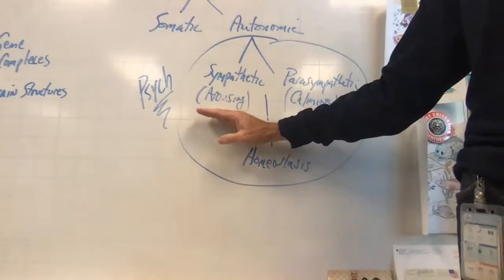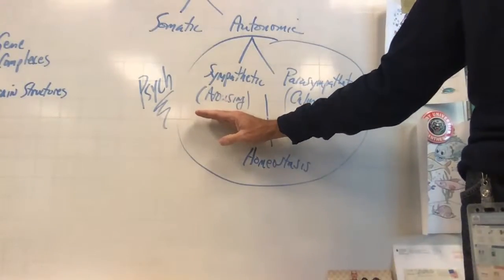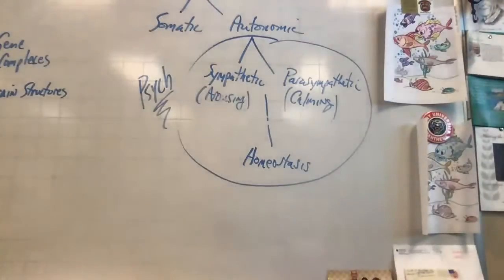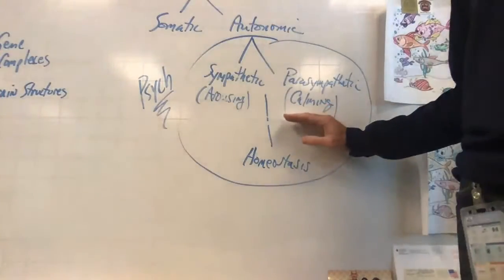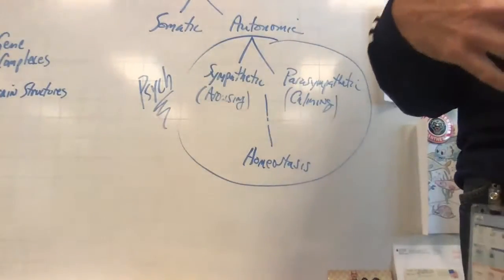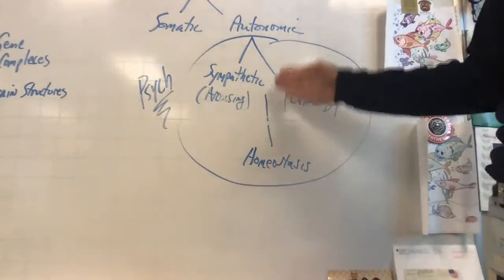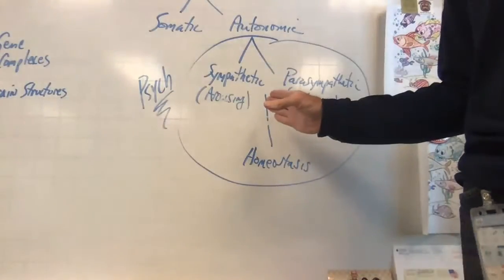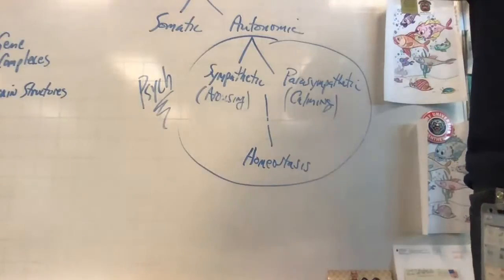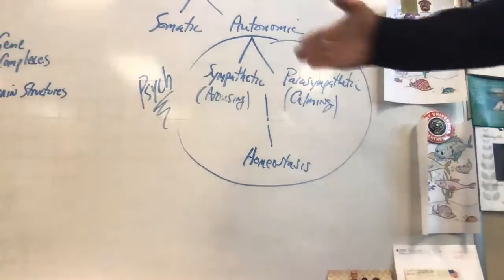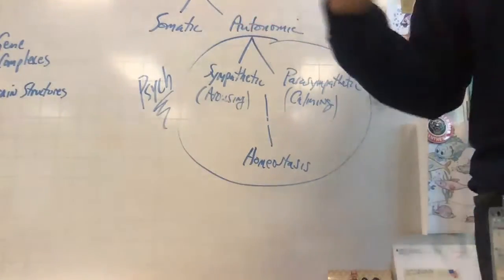Because it's fight or flight, I'm going to get a shot of adrenaline and a whole bunch of other chemicals, which we'll talk about. Once the threat is over, then my parasympathetic will kick on to calm me down, and then it will reestablish me in homeostasis, in the middle. That's the way it's supposed to work. Now, if it doesn't work that way, we get psychological issues. We also can have physical issues.